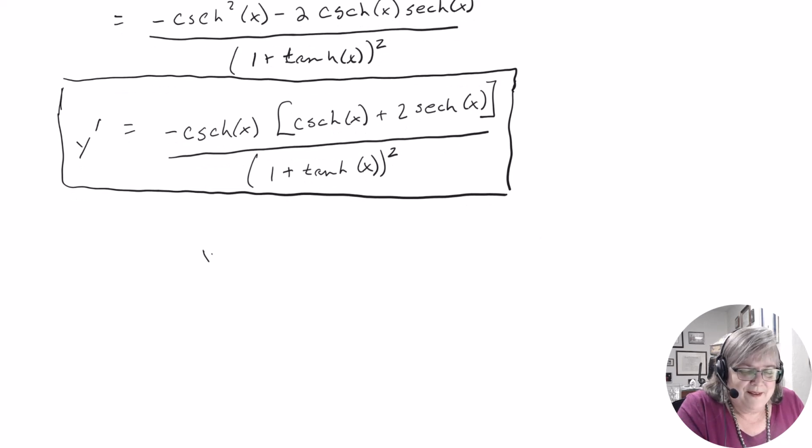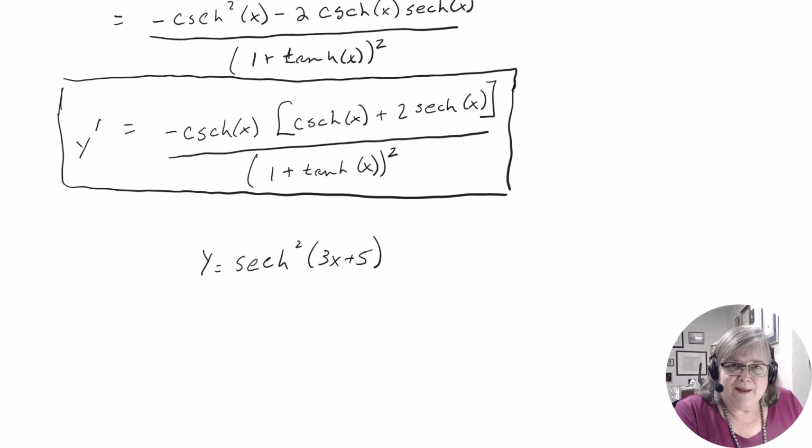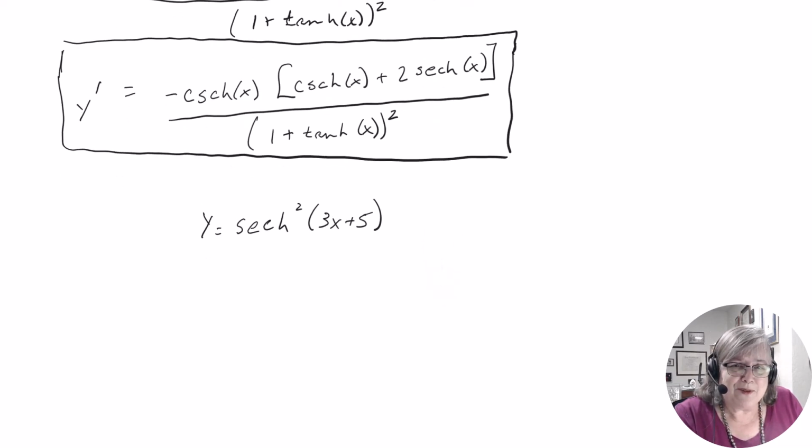Now, here we go. Let's try a new one. Here's the hyperbolic secant squared of 3x plus 5. Now, there are inverse hyperbolic functions, just like we had inverse trig functions. I'm going to have a very brief little video that tells you how that works, and then we're going to investigate it in detail later on. But for right now, let's just do this.